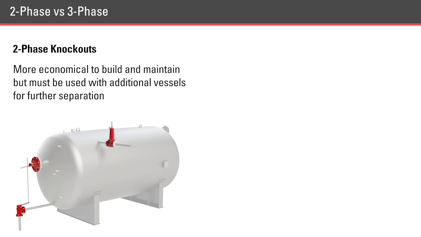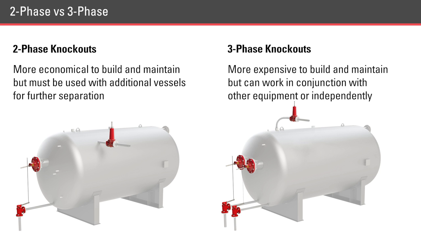Two-phase knockouts are more economical to build and maintain, but must be used with additional vessels for further separation. Three-phase is more expensive to build and maintain, but can work in conjunction with other equipment or independently.